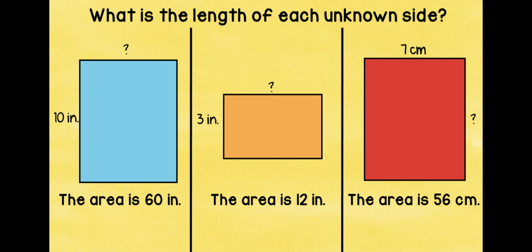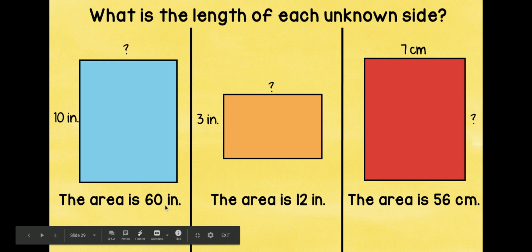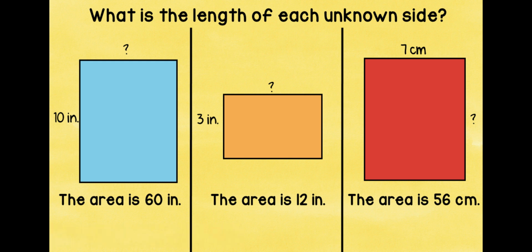So you're going to do the same thing you just did on the last slide. For these 3 shapes, we are missing a side. So we need to find out 10 times what is going to equal the area 60, 3 times what equals 12, or 7 times what equals 56. Or think backwards if you want to do division. 56 divided by what equals 7? 12 divided by 3 equals what? 60 divided by 10 equals what? Either way, go ahead, pause the video and find those missing numbers.